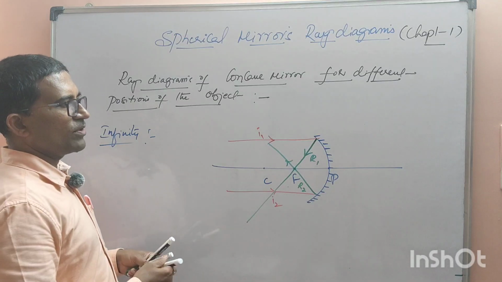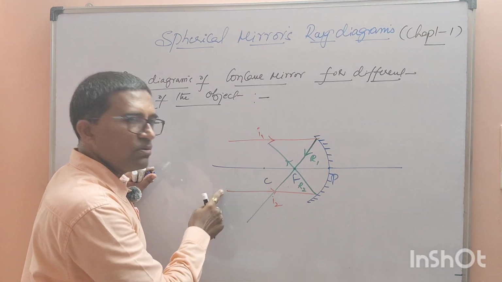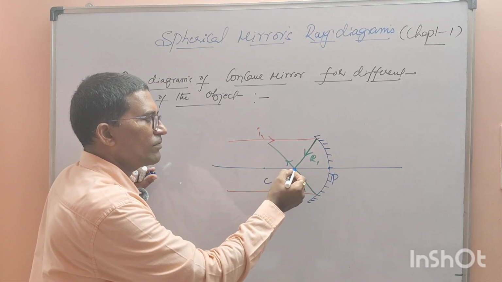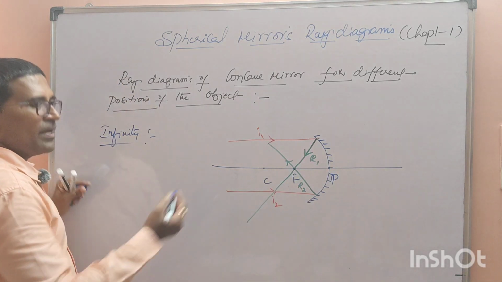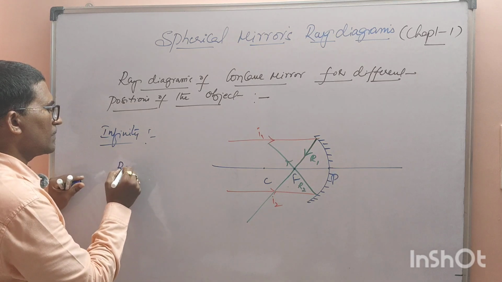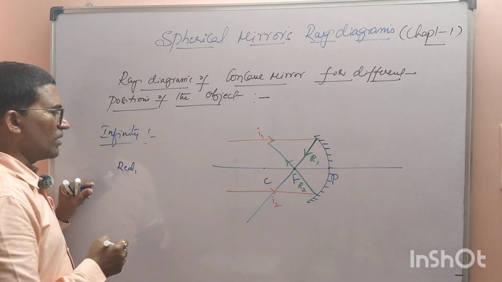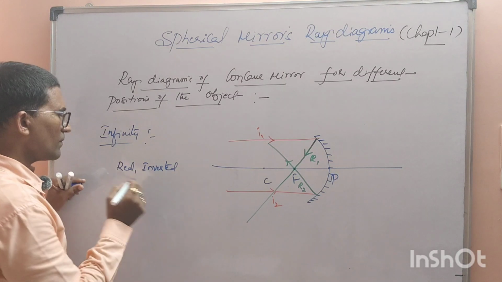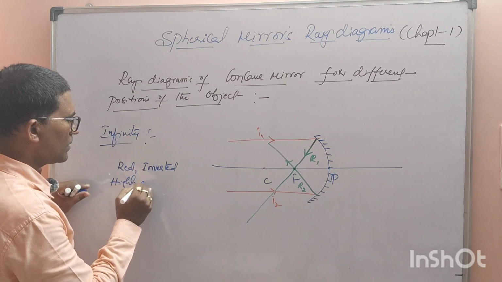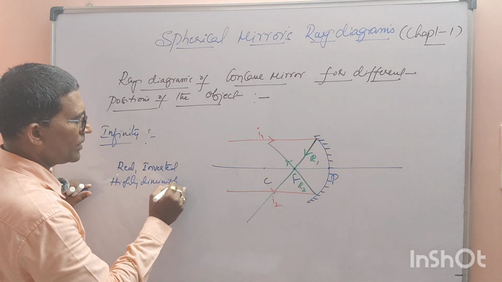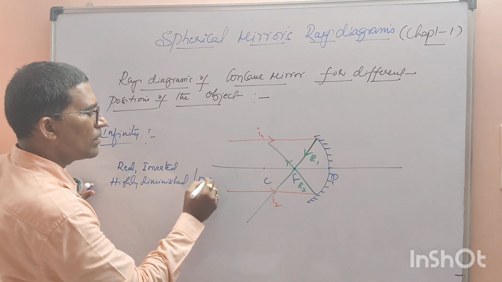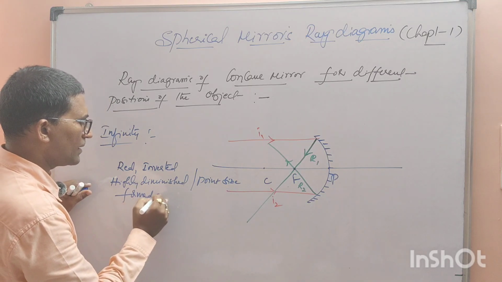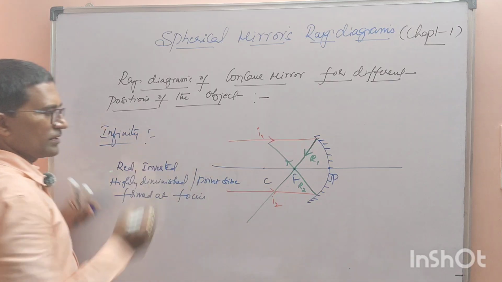All the light rays coming from the sun are parallel to the principal axis. The incident rays are parallel to the principal axis. After reflection, where do they meet? At the focus. Now the image is real. What is the nature or orientation of the image? The image is real, inverted, highly diminished or point size, formed at the focus.